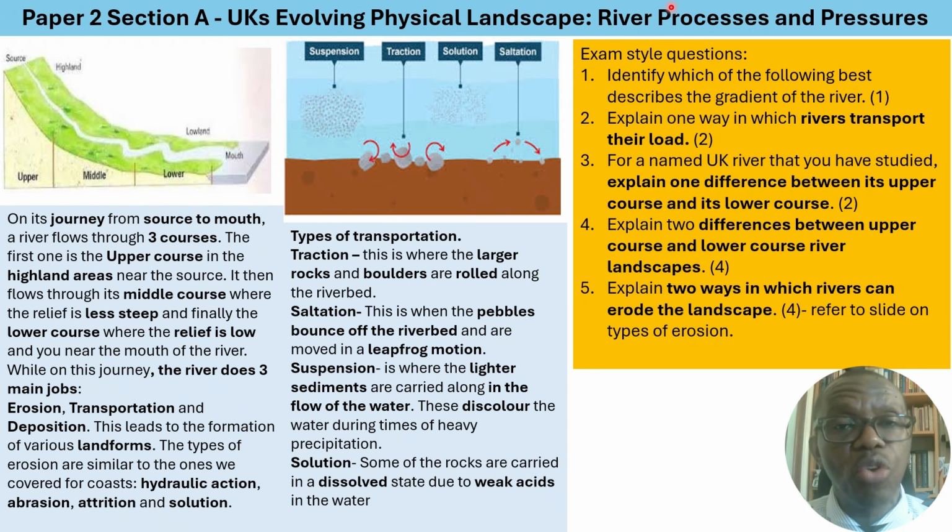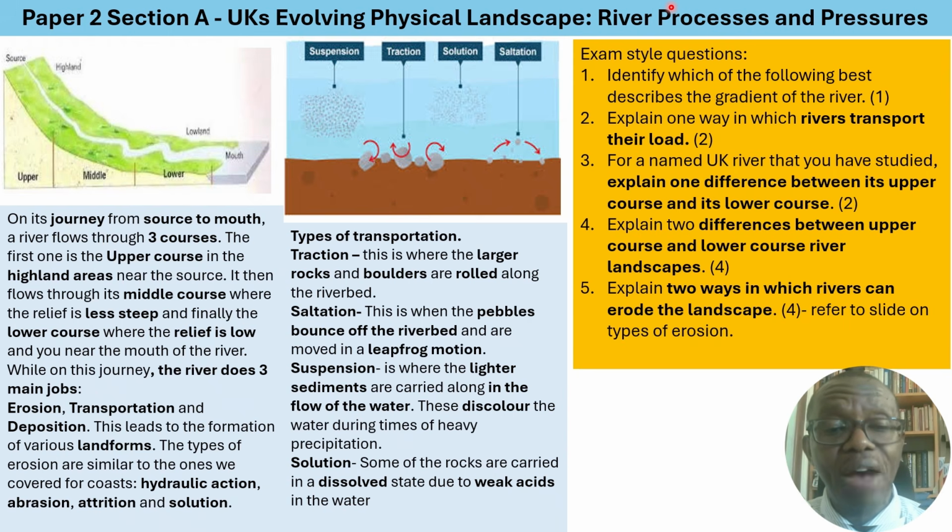The processes of erosion for rivers are similar to the ones that we talked about for coasts. So that is hydraulic action, abrasion, attrition, and solution. So we are not going to talk about those again. Instead, we'll go on to the types of transportation. So material is being transported by the river, or sediment is being transported by the river. And one of the ways that that sediment is transported is through traction. And traction is where the big boulders are rolled along the riverbed.